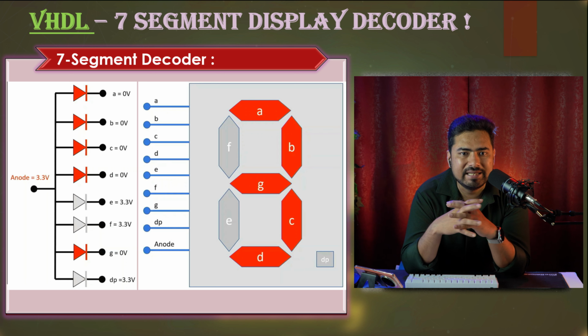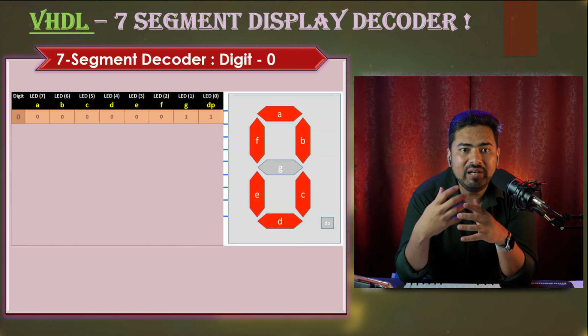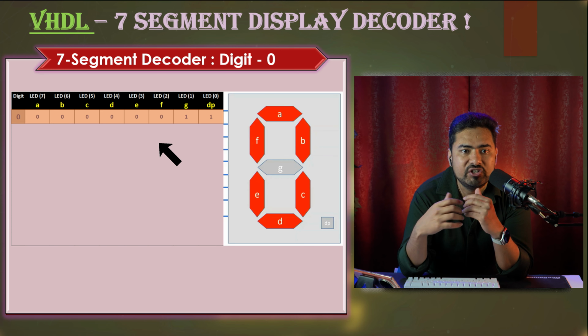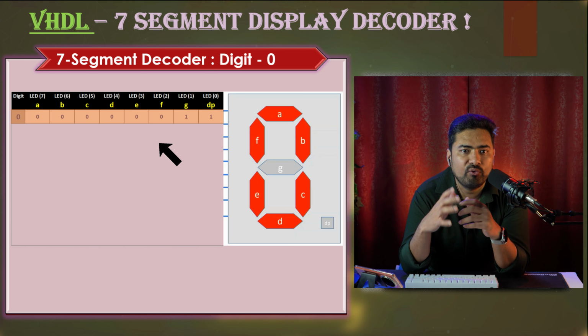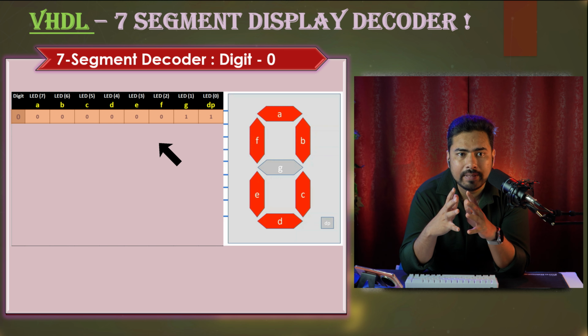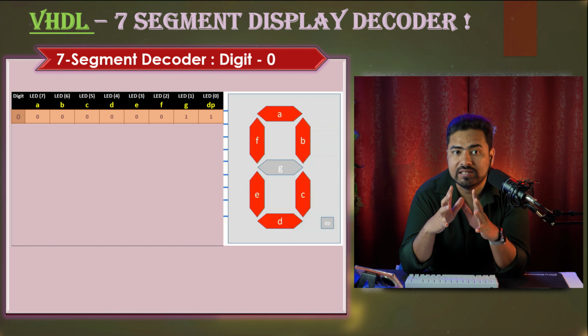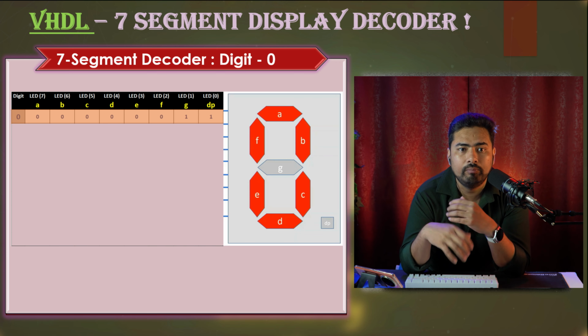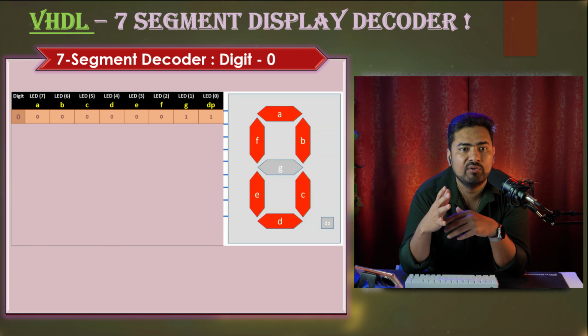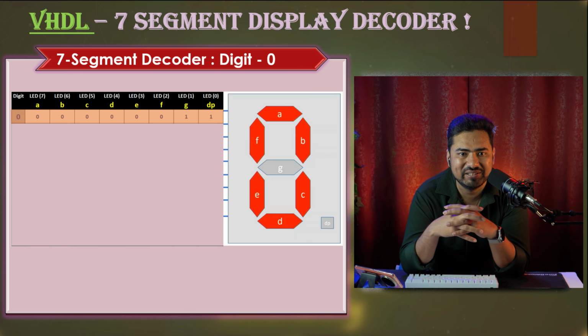Okay, so this is the basic concept of how a 7 segment display works and how we decide which LED should be on and which LED should be off to display any specific number. Now we will create this table for each digit, which will tell which segment should glow and which segment should not glow to display any specific number. So let's create this table, and this is very important because we will be using it to design our 7 segment decoder in VHDL.